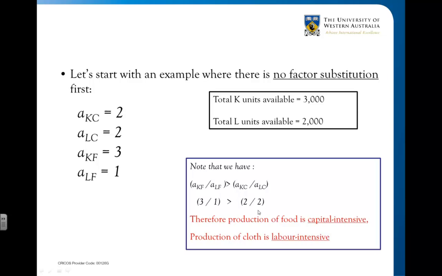And so if you've only got 2 goods and one, food, is relatively capital intensive, then by definition the other one is going to be labour intensive. Again, that's one of the benefits of using a 2x2 model. If there's a relative intensity in one, then the other good is relatively intensive in the other factor of production.